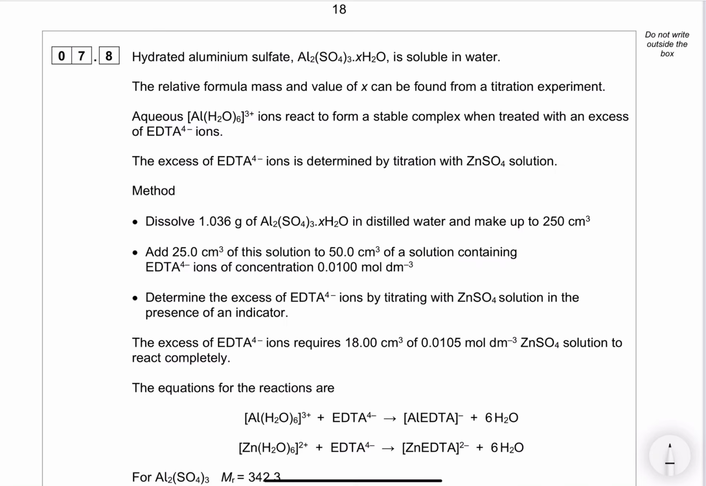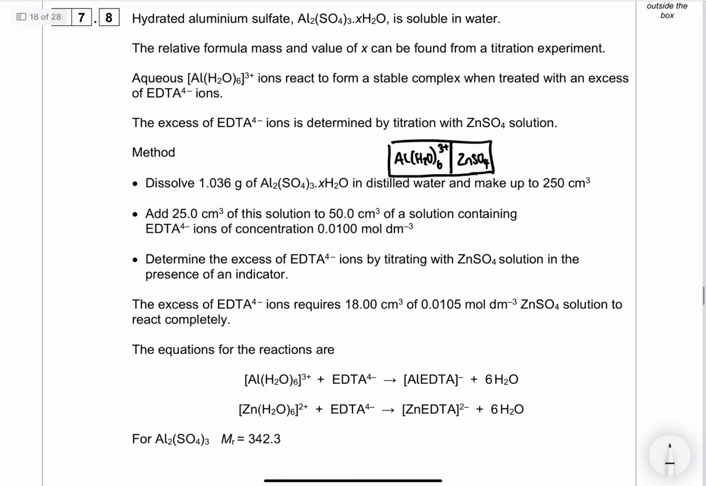So we're taking our EDTA, which is a lot of it. Some of it reacted with the Al(H2O)6 3+, and some of it reacted with the zinc sulfate. So we're going to have to figure out how much reacted with the zinc sulfate and then subtract to figure out how much reacted with the aluminium.